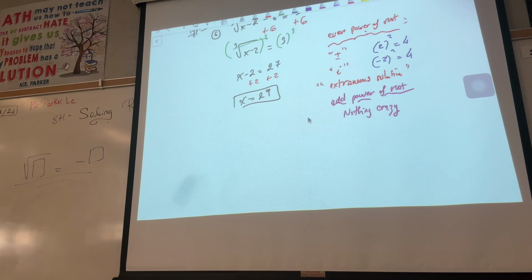But the odd power does not have that, right? Because negative 2 cubed is negative 8 and 2 cubed is 8. So it's one input, one output. That's why there's nothing crazy on the odd, but there's something crazy on the even. Always, always. Okay? So if you see the root is an odd power, you don't even need to think about extraneous solutions. Yeah? So let me write a note right here too. Note.